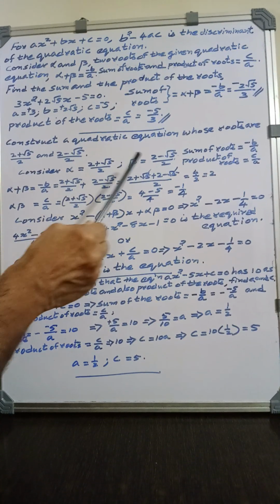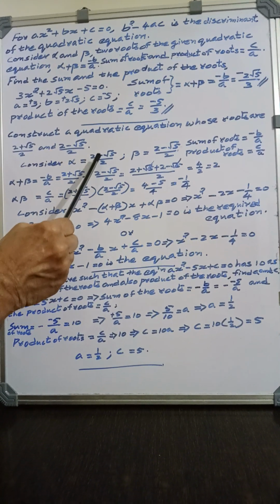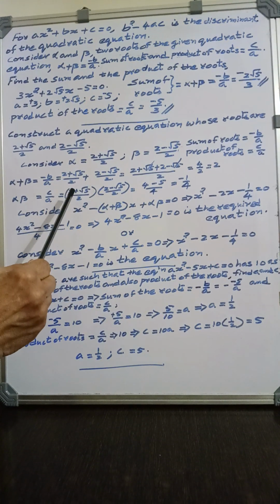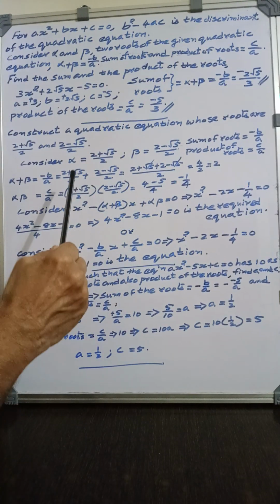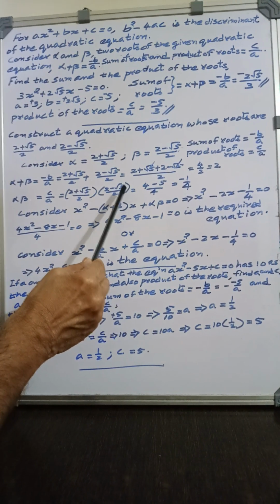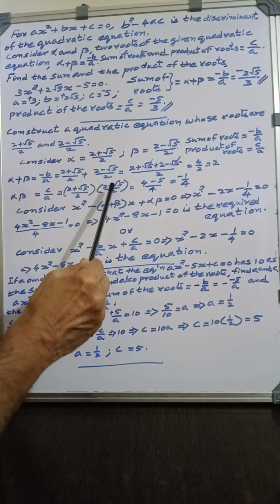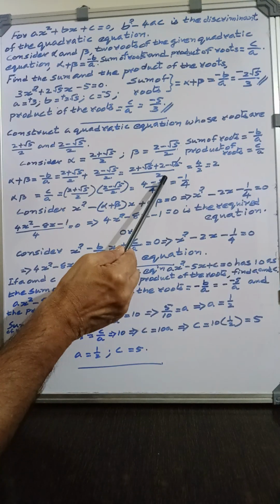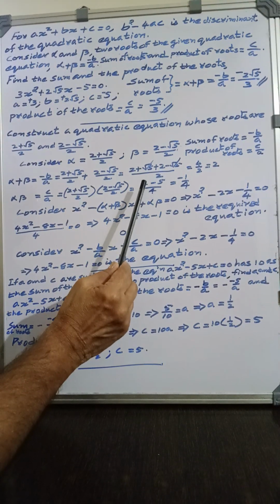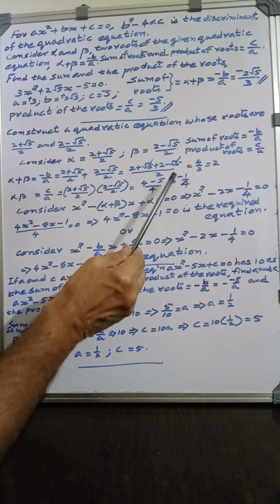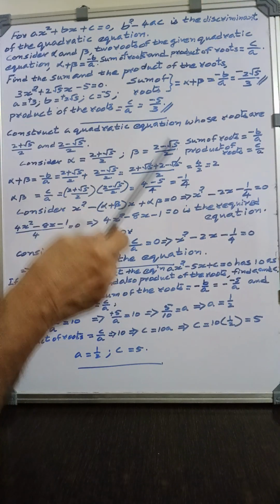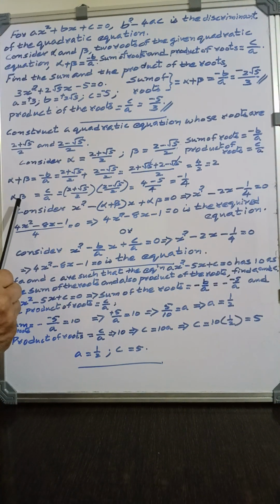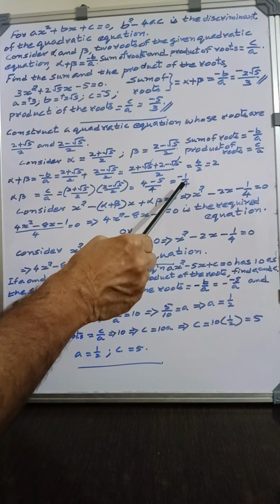Alpha beta means alpha into beta. That is (2 plus root 5)/2 into (2 minus root 5)/2. 2 into 2, 4 in the denominator. This is (2 plus root 5) into (2 minus root 5), which is (a plus b) into (a minus b), a squared minus b squared. That is 2 squared, 4, minus root 5 the whole squared, 5. Therefore, (4 minus 5)/4, that is minus 1 by 4. Thus we defined alpha plus beta, the sum of the roots, to be 2, and alpha beta, the product of the roots, to be minus 1 by 4.